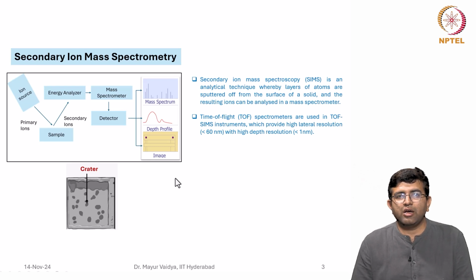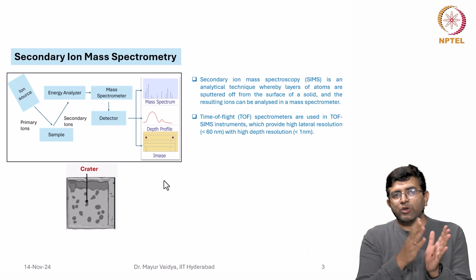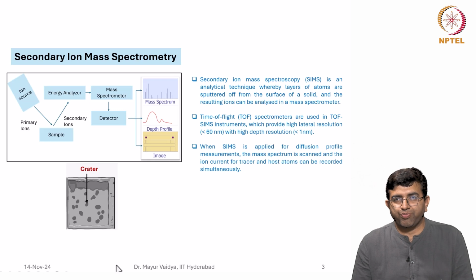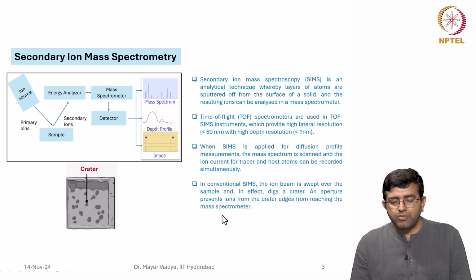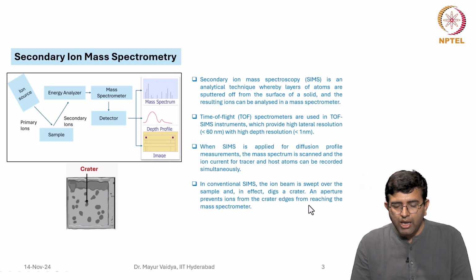Therefore, if you remember the previous lecture, we showed a figure of the range of diffusivity each technique can measure. In that, SIMS is suitable for measuring the lower diffusion coefficients. The mass spectrum is scanned, and for the different tracers and the host atoms, the spectra can be recorded. And with conventional beams, as I said, a crater is dug by the ion beam, and an aperture prevents ions from the crater edges from reaching the spectrometer.